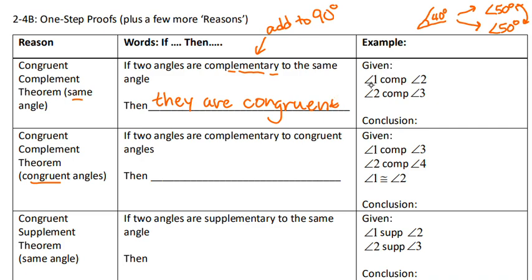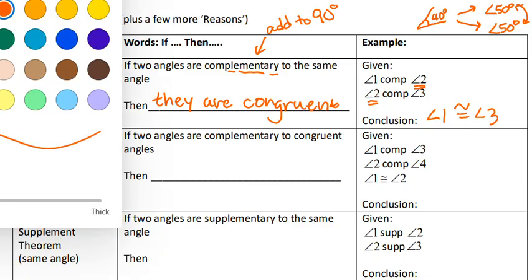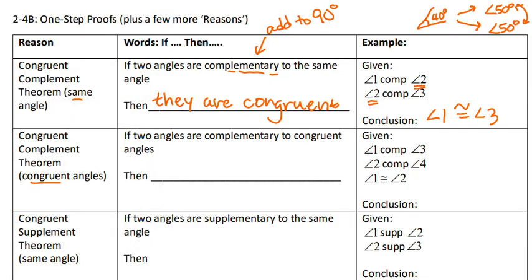And so we have the statement, 1 is complementary to 2, 2 is complementary to 3. Our conclusion would be that since they're both complementary to 2, 1 and 3 are congruent to each other. The congruent complement theorem with congruent angles also ends up with them being congruent.